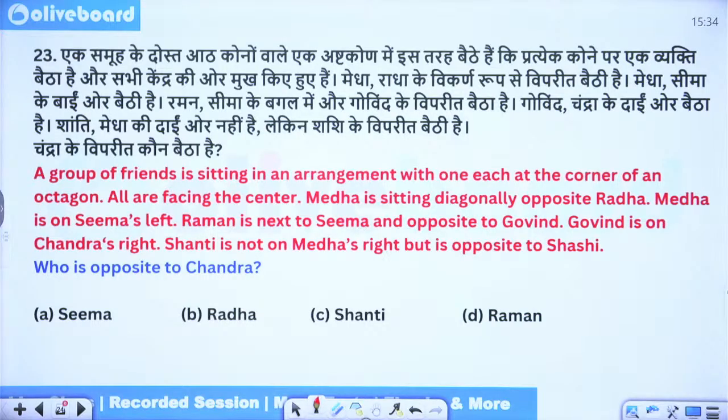A group of friends is sitting in an arrangement with one each at the corner of an octagon. But now observe the question, okay? All are facing center. Medha is sitting diagonally opposite Radha. Medha is on Seema's left. Raman is next to Seema, opposite to Govind. Govind is on Chandra's right.